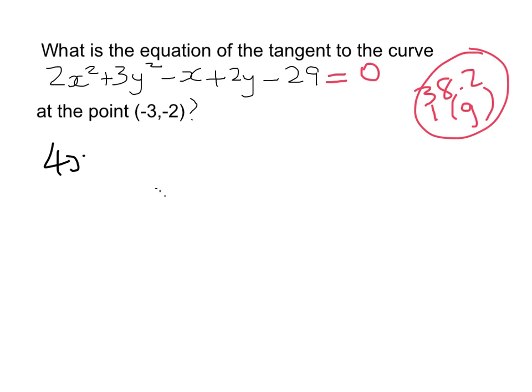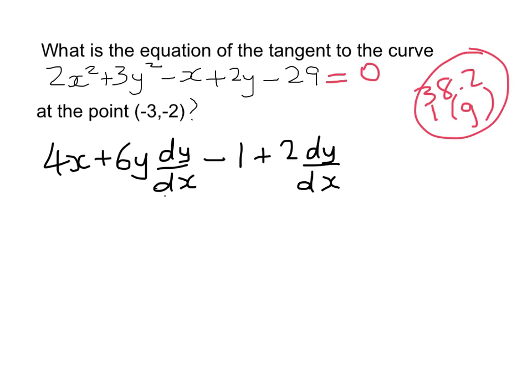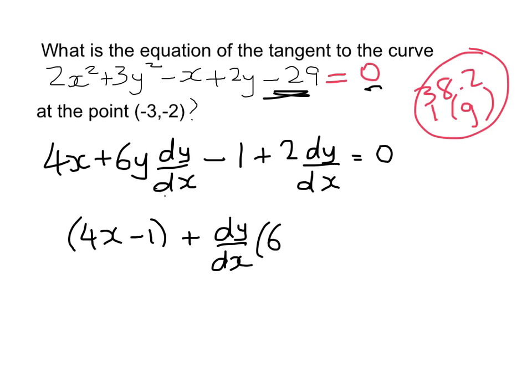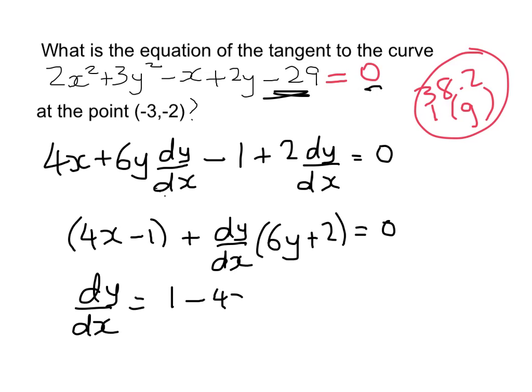We get 4x plus 6y dy by dx minus 1 plus 2 dy by dx. This goes to 0 and this stays at 0, so that equals 0. So collecting up terms, we get 4x minus 1 plus dy by dx times (6y plus 2) is equal to 0. We need an expression for the gradient. dy by dx is equal to (1 minus 4x) over (6y plus 2).